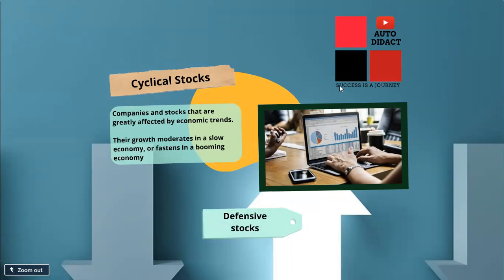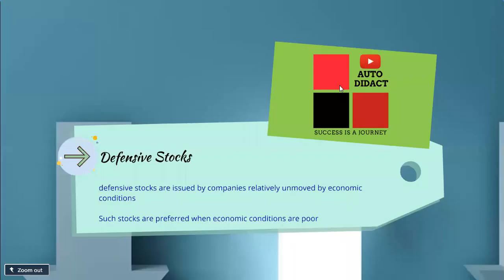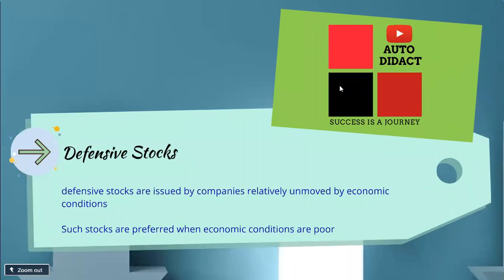And the next is the defensive stocks. Unlike cyclical stocks, defensive stocks are issued by companies relatively unmoved by economic conditions. Best examples are stocks of companies in the food, beverages, drugs and insurance sectors. Such stocks are typically preferred when economic conditions are poor, while cyclical stocks are preferred when the economy is booming.